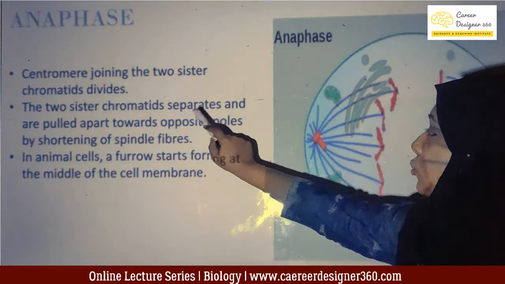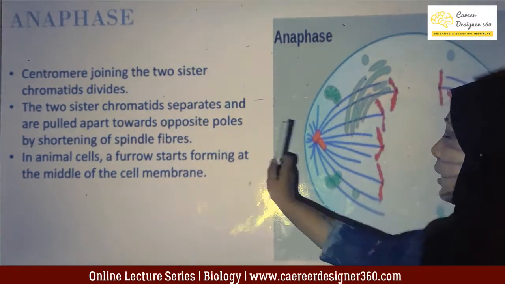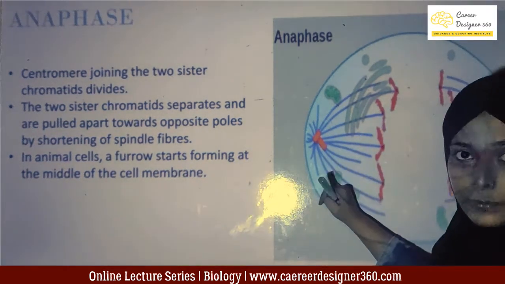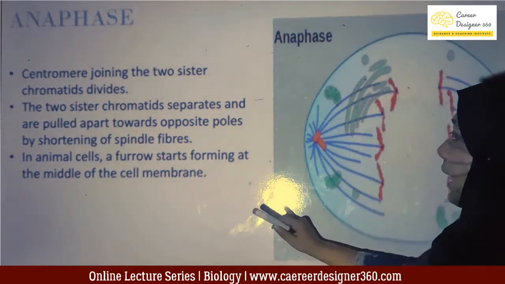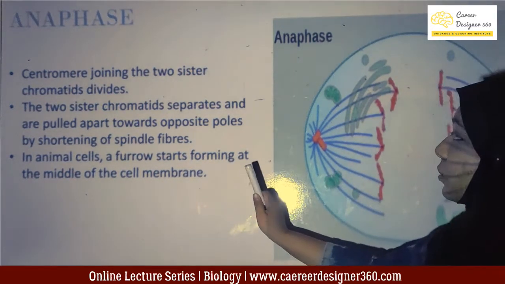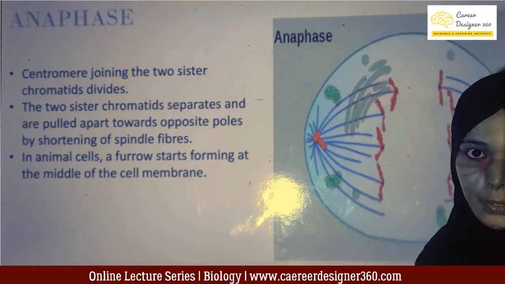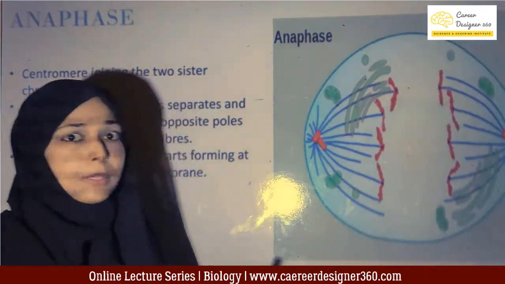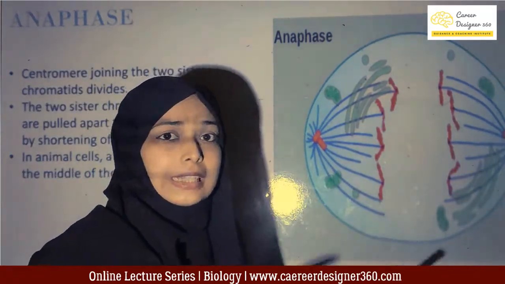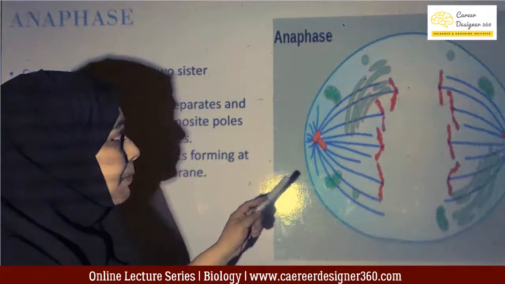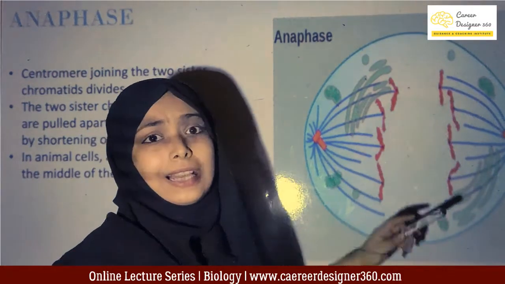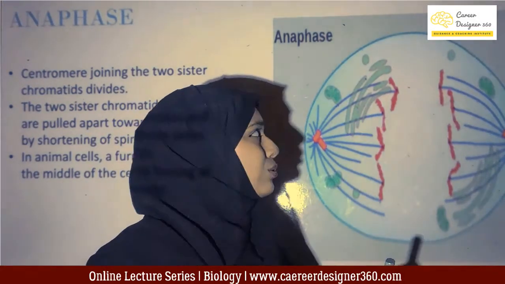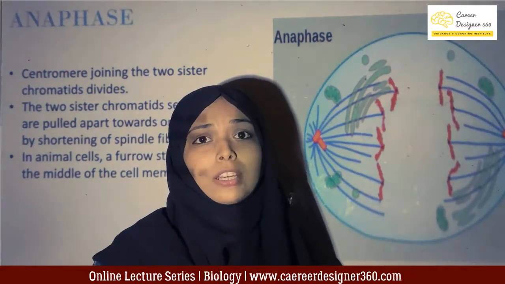and the two sister chromatids separate and are pulled apart towards the opposite poles due to the shortening of the spindle fibers. And in animal cells, a furrow starts forming in the middle of the cell membrane. Okay, this again is a key difference between cell division of plant cell and cell division of animal cell. In plant cell there is a cell wall which is very rigid, so there is no scope of formation of a furrow over here.